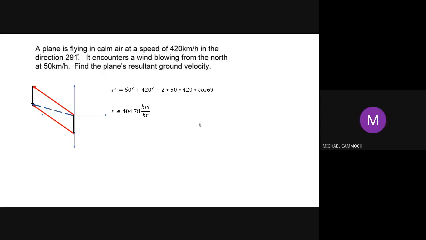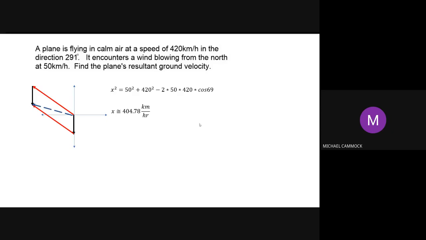Mr. Kamek, I have a question. In grade 11, we learned that any angle usually starts from the east and then goes counterclockwise. So how does the 291 that you said start at north? Yeah. Later on when we're summing vectors, we're going to be using that convention as well.